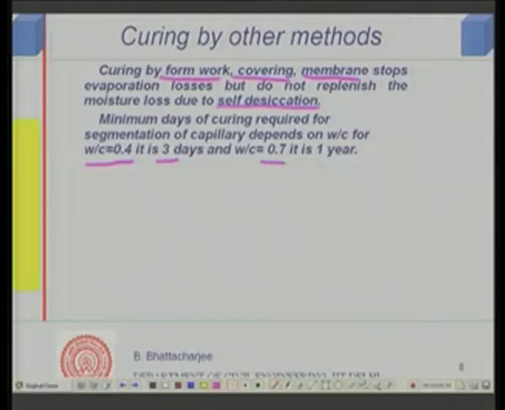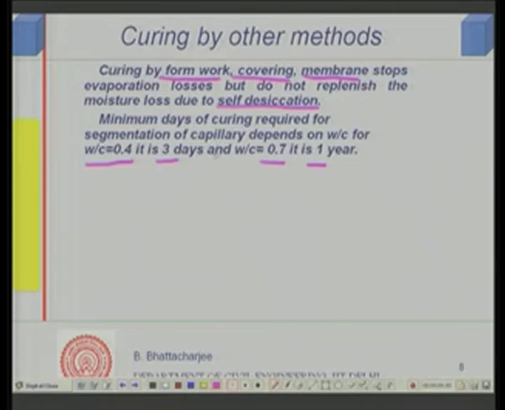to segment these capillaries. So, you can see that with water cement ratio 0.4, you need only 3 days for capillary segmentation, whereas with water cement ratio of 0.7, you need about 1 year of curing to segment this capillary, because you have a large amount of capillary when the water cement ratio is so high. When your water cement ratio is so small like 0.4, in fact below 0.4 you would require very little, because the capillary pores would tend to be 0 at much lower water cement ratios, as we can see theoretically. We will derive this, we can derive this actually. So, the curing days for segmentation would depend upon the water cement ratio as well, right.